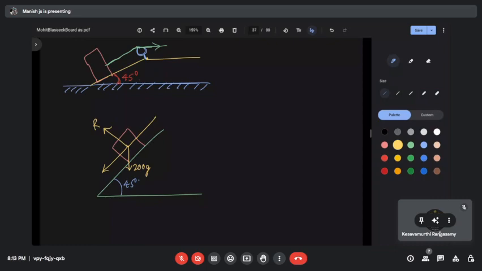So if this is 45, what else is going to be 45 is what you have to find out. This angle is also 45 degrees. So mg components: 200g or mg cos theta will act. Cos 45 acts here, and the horizontal component is 200g sin 45. So all components you need to show.